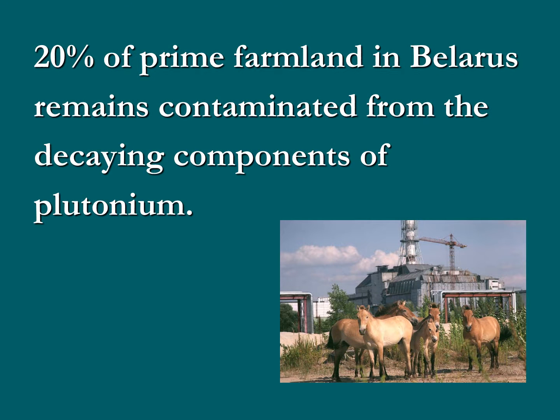20% of the prime farmland in Belarus remains contaminated from the decaying components of the plutonium. So this area is still contaminated. 20% of the farmland is still contaminated, so it cannot be used for farming.